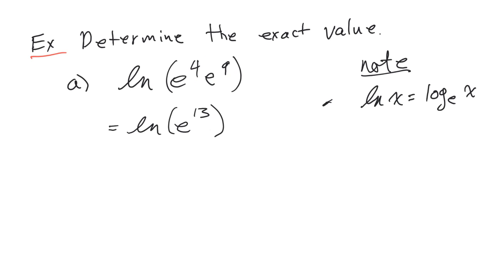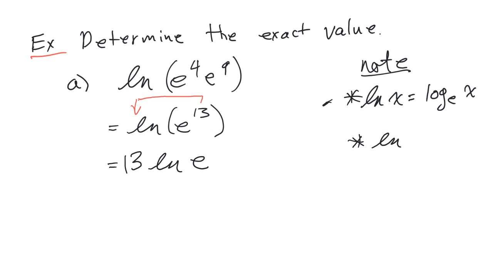But now, for this, when we have an exponent on here, all we end up having to do is bring it down to the front of this bracket, and we end up with 13 ln of e. Now, here's another note.